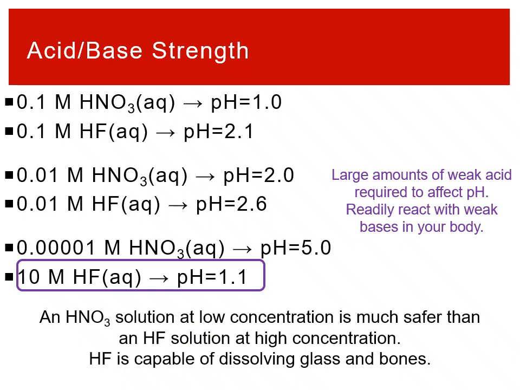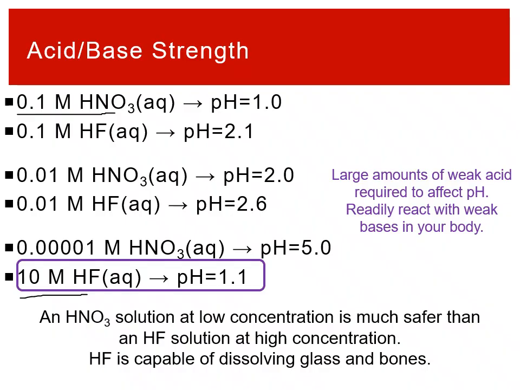If we look here, say you wanted to get a solution at a pH of 1. You need 0.1 molar HNO3. You need 10 molar HF. That is 100 times the concentration. And if your only goal is you want to affect the hydronium hydroxide balance in your solution, just move the pH over, then you would use the strong acid because you don't need to use a lot of it.